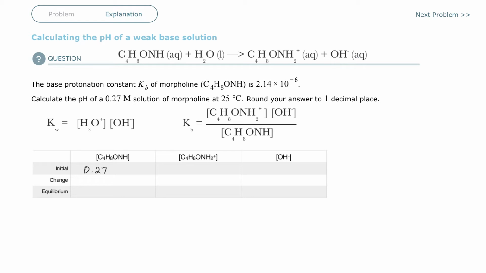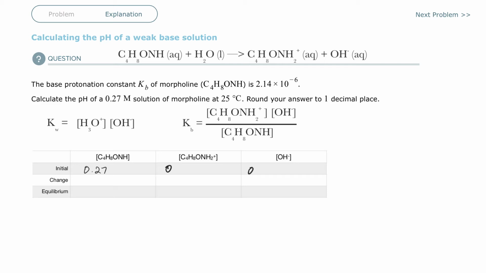Well, at the beginning, I only have this shoved in water. So there is no concentration of this, and there's no concentration of this at the beginning. So this is pretty simple. At the very beginning, you're simply going to say that that's 0 and that this is 0. All right, so far, so good.